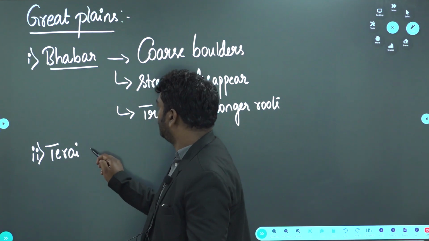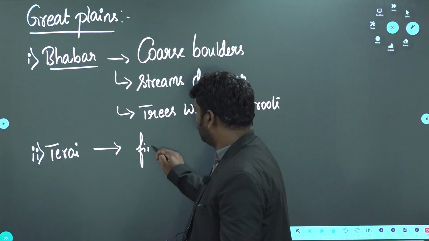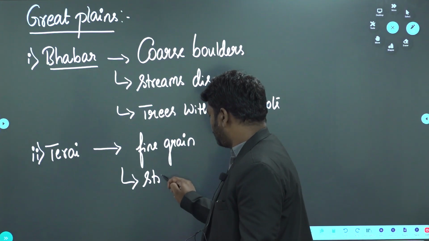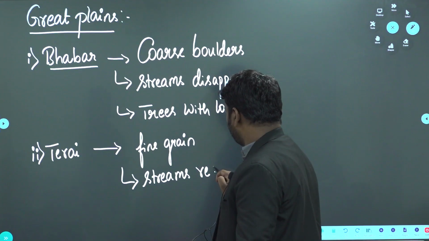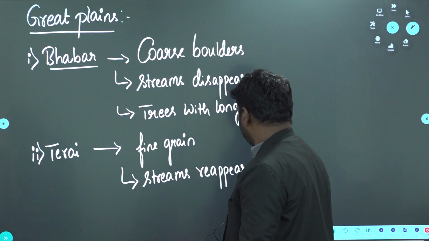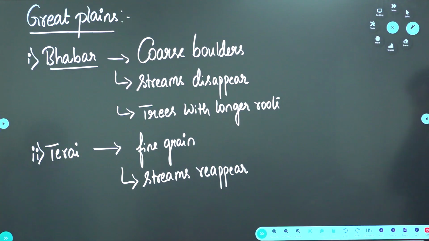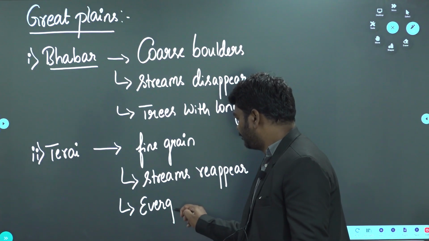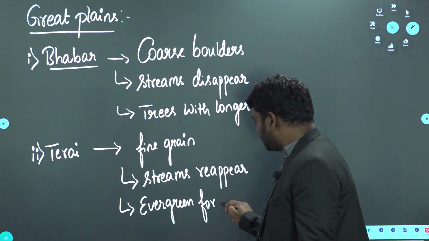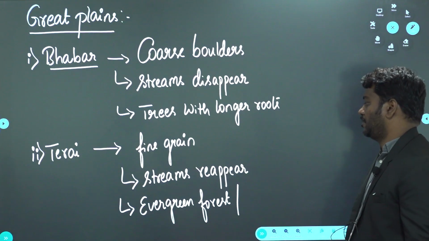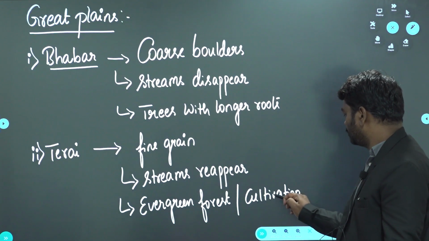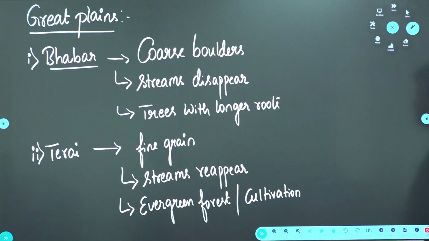Terai. Fine grain. Streams reappear. Evergreen forest, or used for cultivation. These terms are important, where streams disappear, where streams reappear.